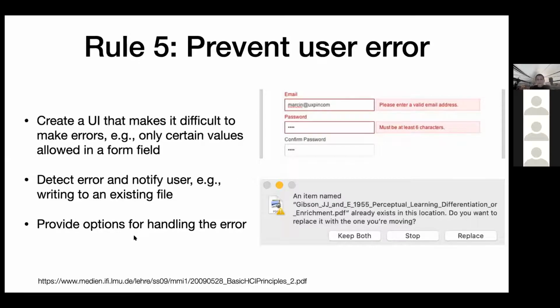And then you want to provide options for handling an error. In a form example, it's a completely different way of handling it. If there's something else you're trying to do, let's say I was trying to copy paste this book or paper by Gibson, but it already exists. Now you want to give the user the option, instead of the system automatically doing something, and they can choose.